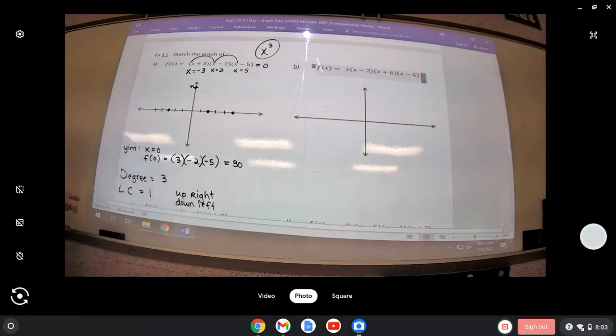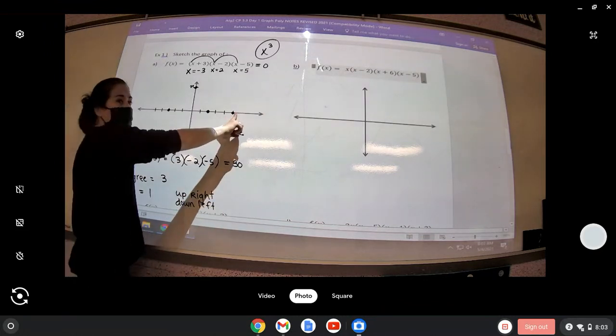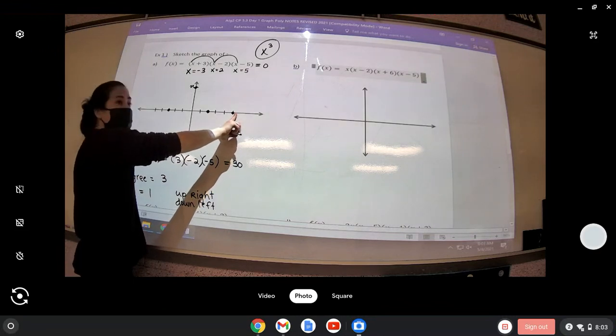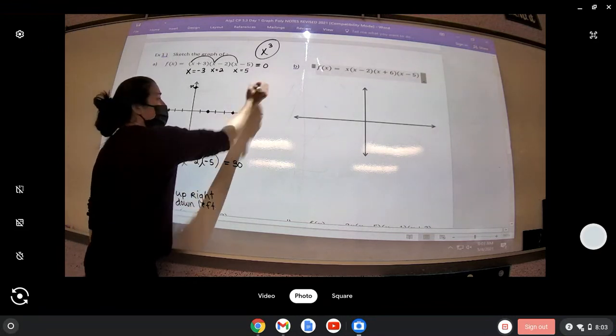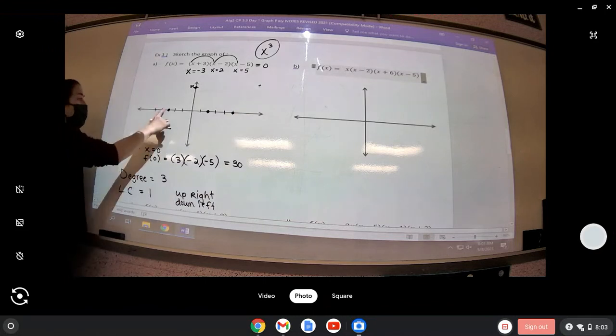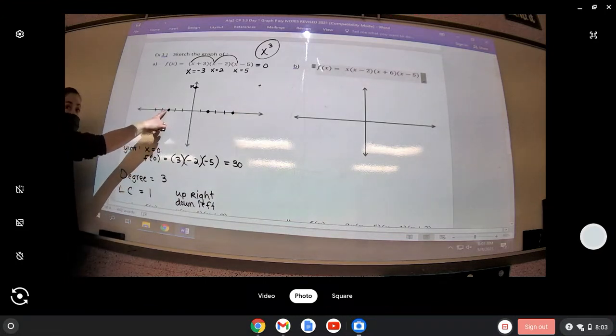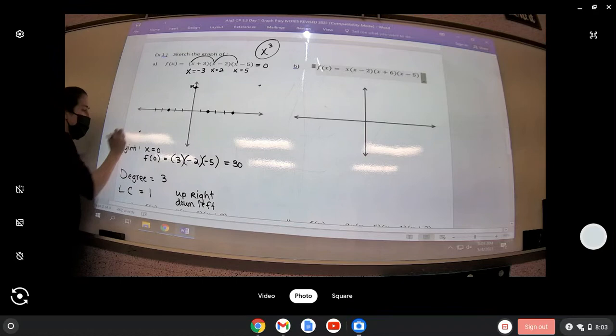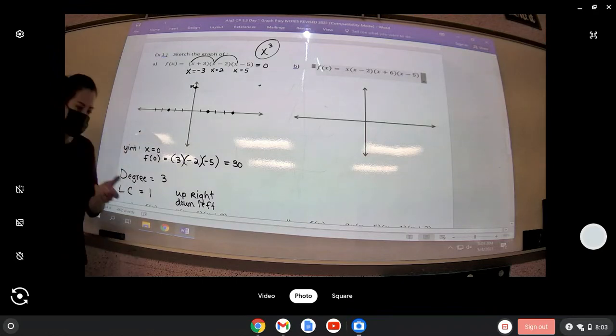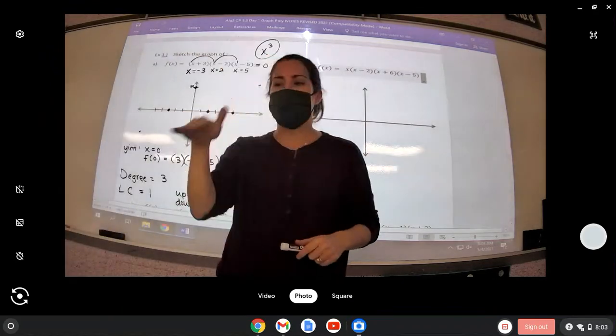So what I do is I put a little mark. To the right of your last x-intercept, the graph has to end up. To the left of your last x-intercept, the graph has to end down. Okay. Now we're going to let the graph fill itself in.